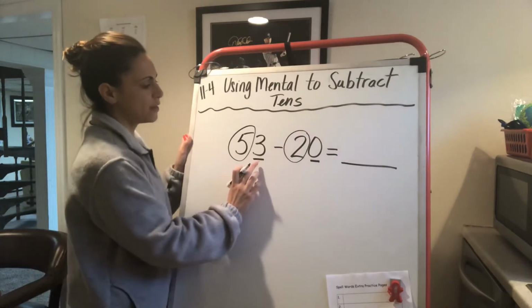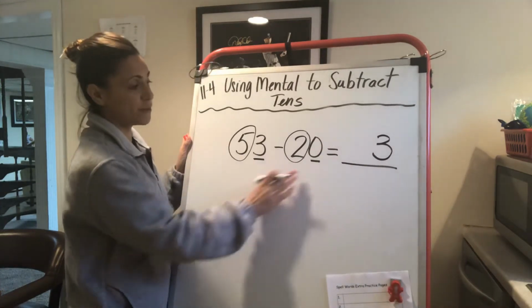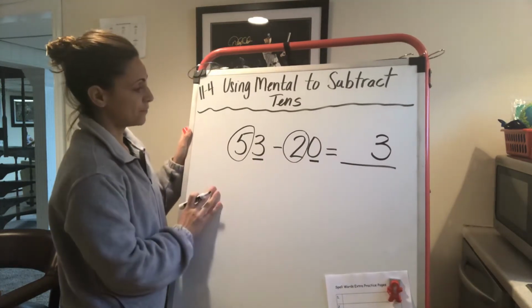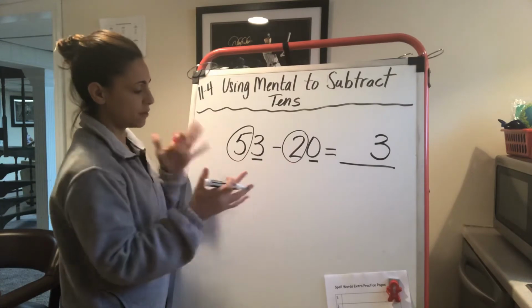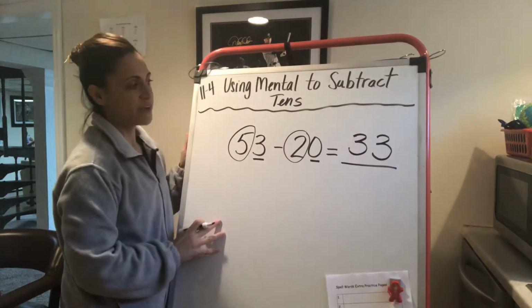Okay, so 3 minus 0 would be 3 ones. It stays the same. Whenever you take away 0, that number is going to stay the same. And then 5, take away 2 is 3. You should have gotten 33.